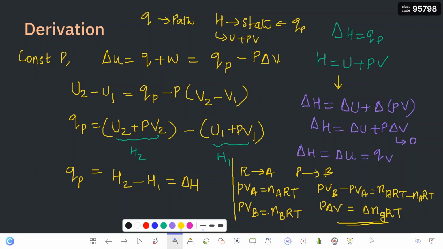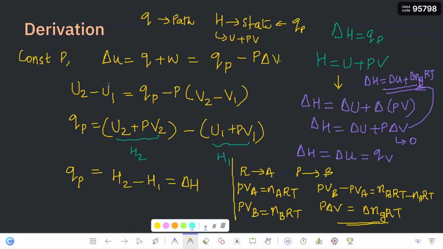So P delta V can be written as delta Ng RT. If we replace this in the equation delta H is equal to delta U plus P delta V, we can write delta H is equal to delta U plus delta Ng RT. This is also another important equation. So instead of P delta V, we can replace it with delta Ng RT. Here there are a few equations that we need to remember. I will explain once more.